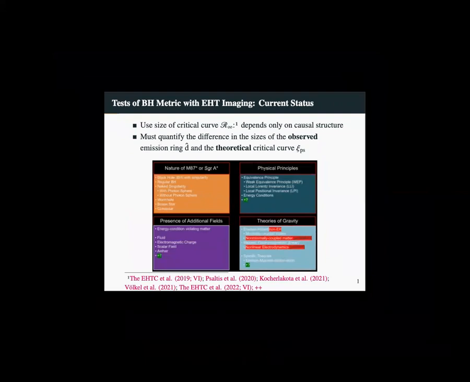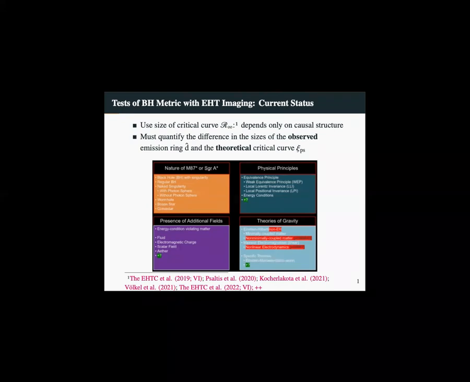This is just to set the scene, and the current status of tests of the black hole metric with imaging, black hole imaging, can be summarized somewhat like this. These have typically used the size of the critical curve or the shadow radius, because this is the single observable that we can obtain from these images that depends only on the space-time geometry for a metric theory of gravity. So this gives you a good handle on deviations from the space-time metric itself, and so all such tests have been limited to just the size of the critical curve.